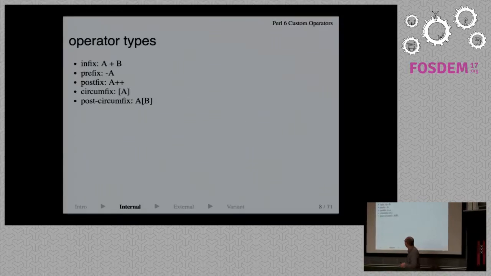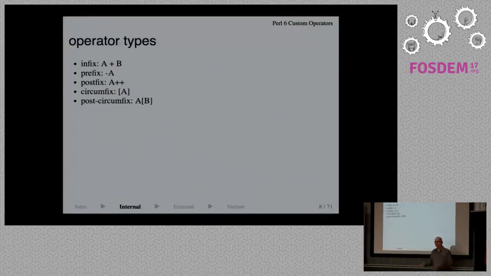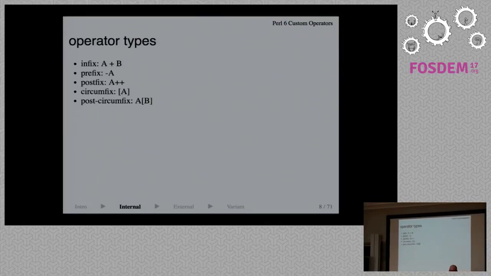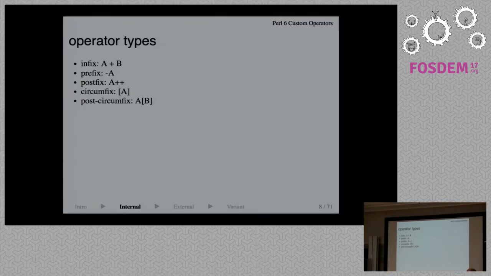So a quick review and explanation of the different types of operators that you see. These are the types of operators in Perl 6. You have infix operators, which have their arguments on the side. You have prefix operators, like the minus in this case goes before what it's operating on. You also have postfix, like A++, which operates on the thing before it. Circumfix are around something, and post-circumfix, like taking something out of an array. So these are all the different types of operators.